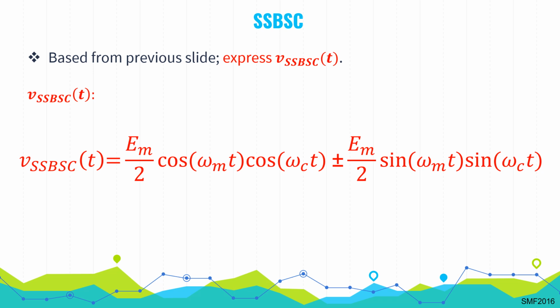From the previous slide, we can express the SSBSC signal V sub SSBSC of t as: V sub SSBSC of t is equal to E sub m divided by 2 times cosine of omega sub m times t times cosine of omega sub c times t, plus or minus E sub m divided by 2 times sine of omega sub m times t times sine of omega sub c times t. The plus sign corresponds to the lower sideband, LSB, and the minus sign corresponds to the upper sideband, USB. This equation shows that the SSBSC signal contains only one sideband, either LSB or USB, depending on the chosen configuration. This makes SSBSC more efficient in terms of bandwidth usage compared to DSBSC.